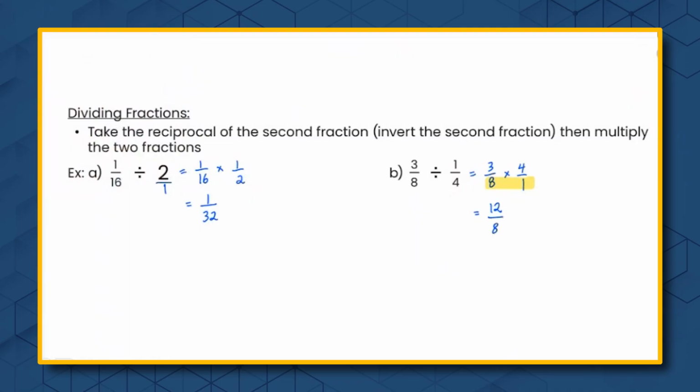Now take a look at that fraction again. Is this in its most simplified form? The answer is no, because if we look at both 12 and 8, we see that the number 4 can be divided into both 12 and 8. So if we take 12 and we divide it by 4, we get 3. And if we take 8 and we divide it by 4, we get 2.